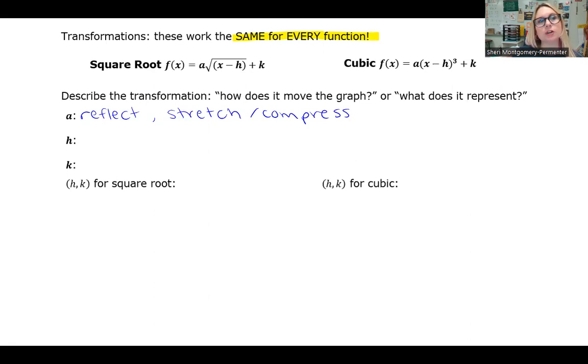H moves your graph left or right, and so it's with the X value, so it moves in an X direction. The X axis is this way, so that's which way the graph moves with the X. One thing that's important to know: it does move left and right, but it moves opposite. It moves opposite because it's got the little negative right here and a negative right here. If you've got +5, you move to the left. If you've got -5, you move to the right. So it moves opposite. K moves you up and down.